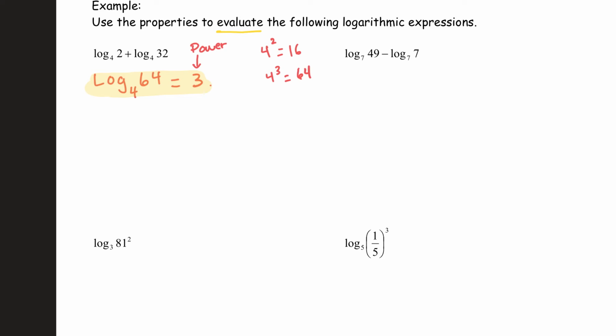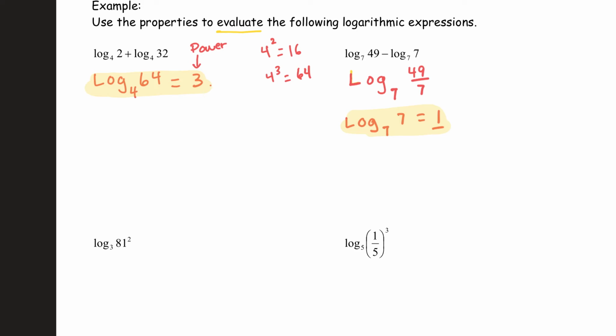The second one, we're going to use the quotient property. We have the same base, so we have log base 7, 49 over 7 since we're subtracting. We have log base 7 of 7. Remember, if these two are the same, we have 7 and 7, it could have been 8 and 8, 9 and 9, it's always going to equal 1. So we've already figured out the solution to the second one. This is called evaluating, okay?